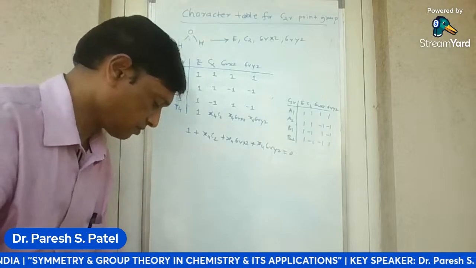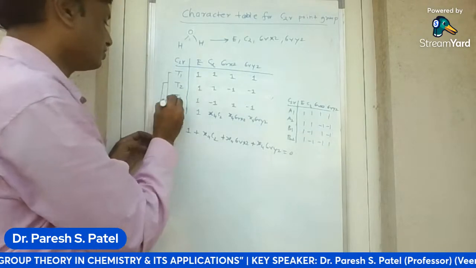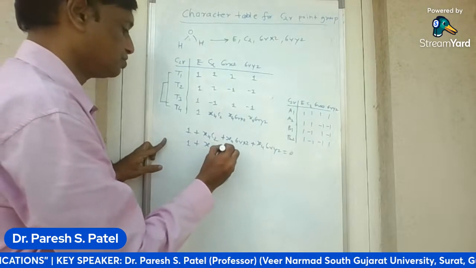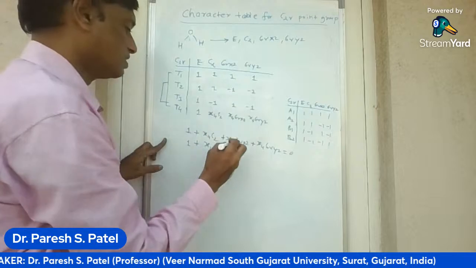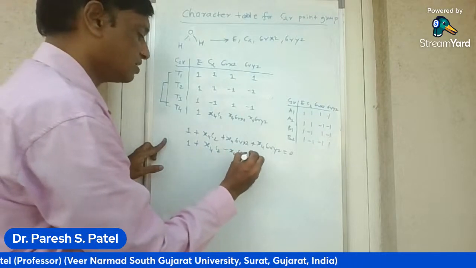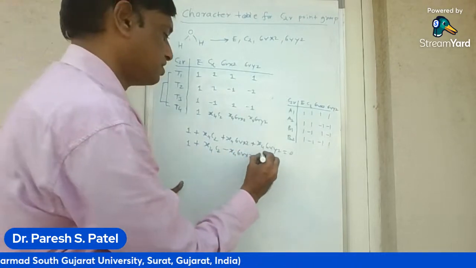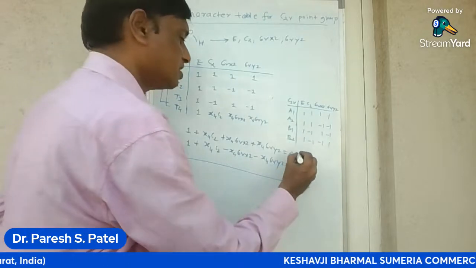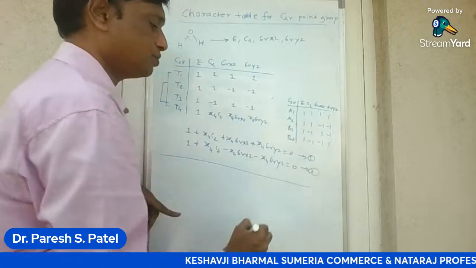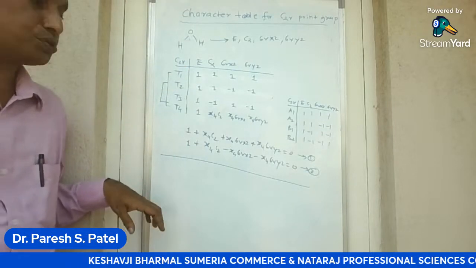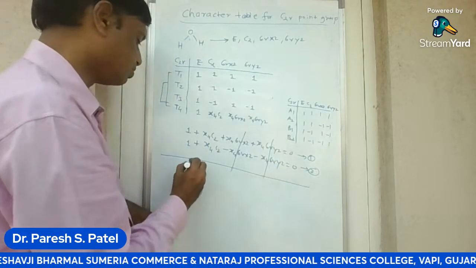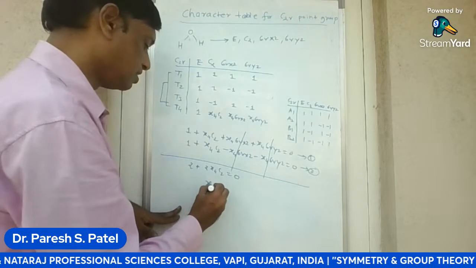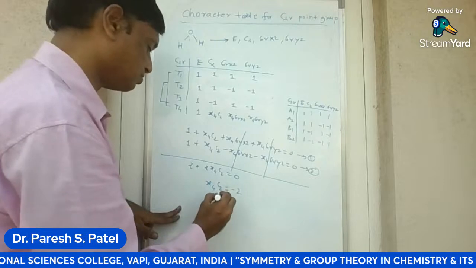Similarly, A2 and B4. So 1 plus character 4 C2 minus character 4 sigma v xz minus character 4 sigma v yz is equal to 0. This is equation number 1 and this is equation number 2. Add equation 1 and 2. Both are cancelled out. 2 plus 2 character 4 C2 is equal to 0. So character 4 C2 is equal to minus 2. Sorry, minus 1.